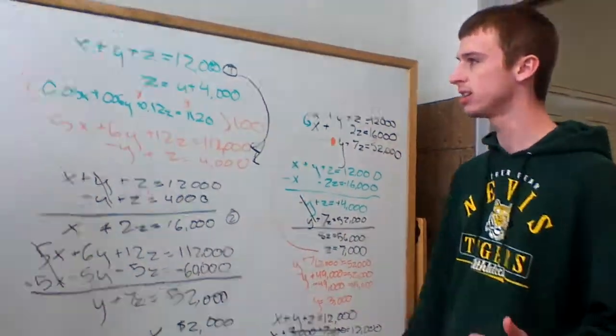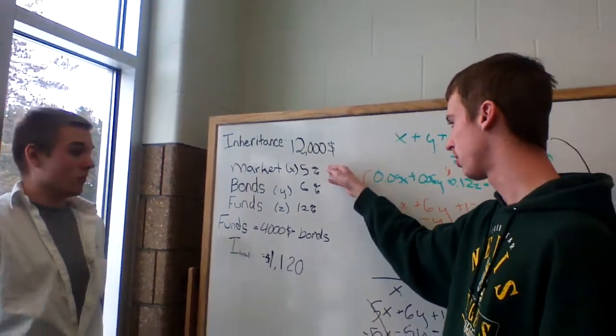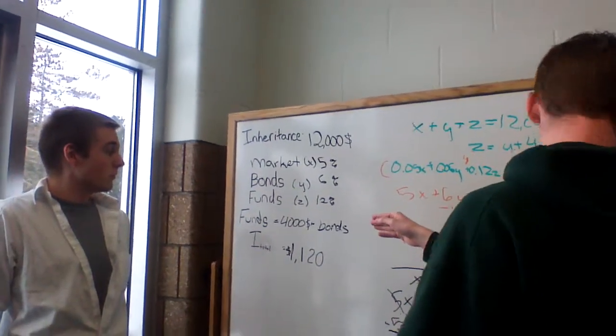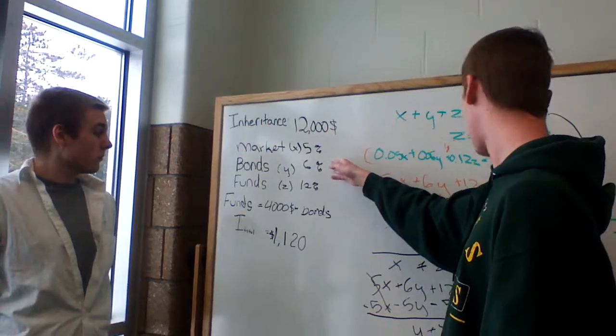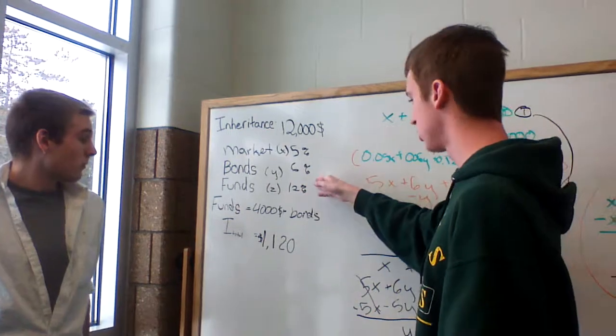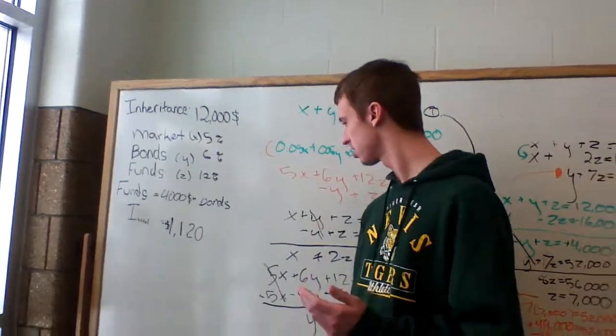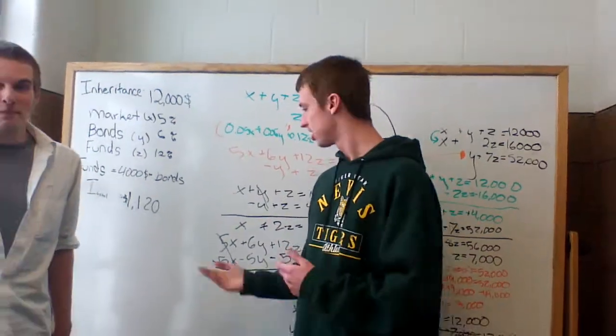Now basically this means over here that we have $2,000 invested in our money market account at 5%, we have $3,000 invested in our municipal bonds at 6%, and we have $7,000 invested in our mutual funds at 12%. So hopefully this helps you understand Gaussian elimination, and hopefully this makes sense to you.